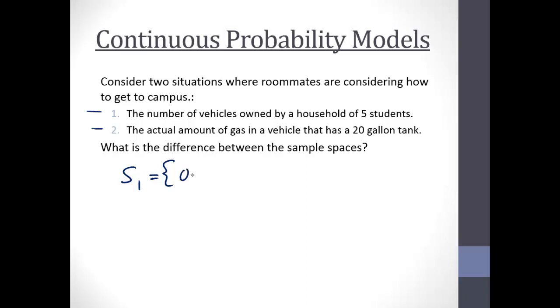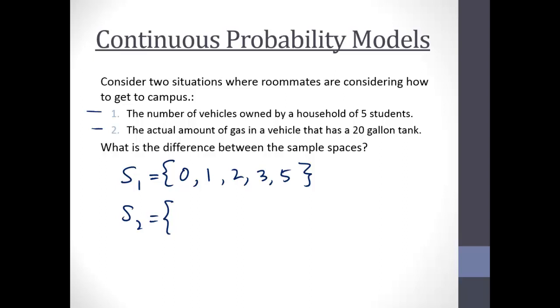Yes, exactly. So either those 5 people could have 0, they could all together have 1. And I guess we can maybe just assume that everyone only has 1 car, right? So it could be more than that, I guess, but we're just going to pretend that those are our only choices. What about the sample space for my second example? What's the possible numbers for the amount of gas that I have in my car? 0 to 20. So any number between 0 and 20?